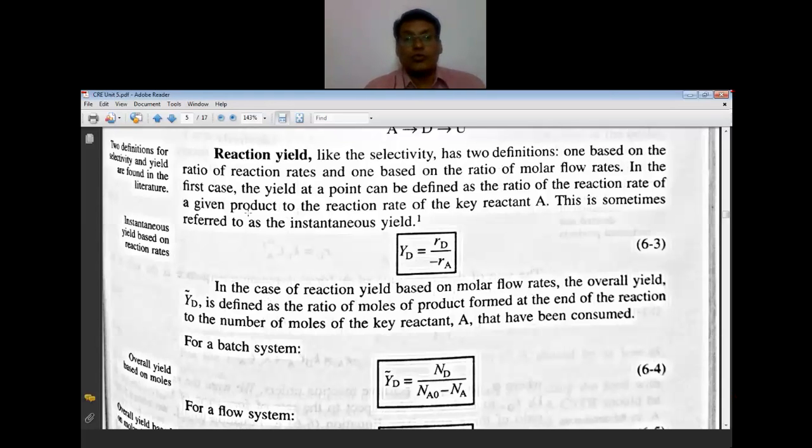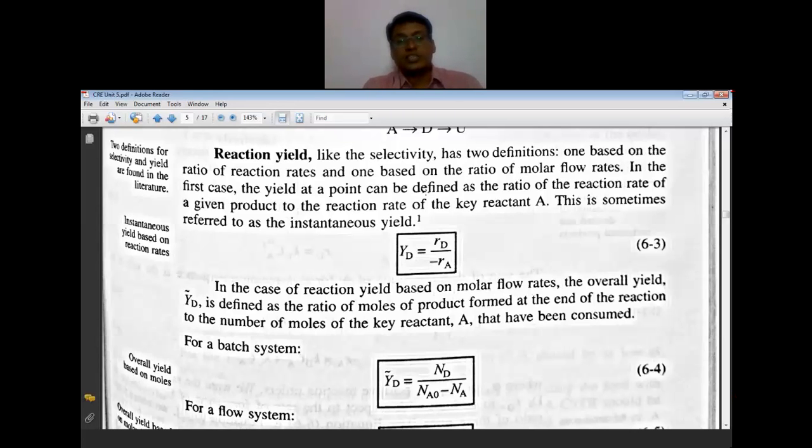So the yield at a point can be defined as the ratio of reaction rate of a given product to the reaction rate of a key reactant. This is sometimes referred to as the instantaneous yield. So again, when you talk related to the rates of the product to the rate of reactants, it becomes your instantaneous yield.